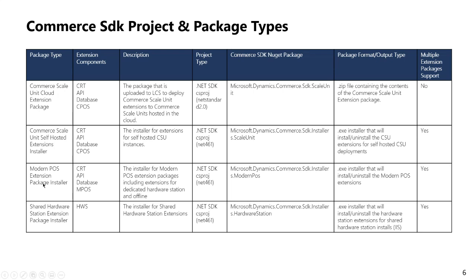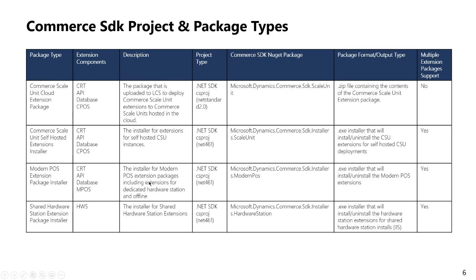Same with the modern point of sale. Again, it's going to contain your CRT, API, database for offline, and then the core UI extension, MPOS. This also supports multiple extensions. So you can install multiple modern POS installers without doing any merge here. There will be an out-of-the-box installer and multiple extension installers. And the last one is the shared hardware station. Again, this is the third on-prem component, which also supports multiple extension installers, so you don't have to merge it, you can independently install it.